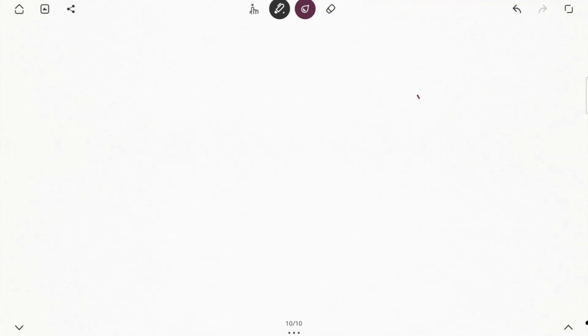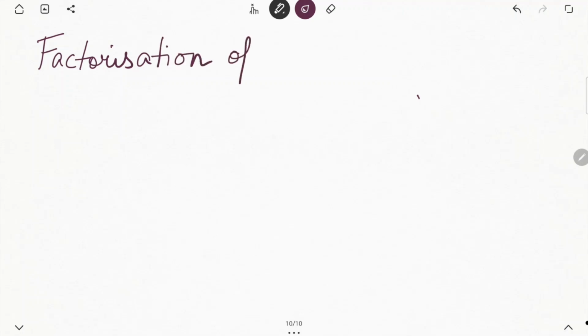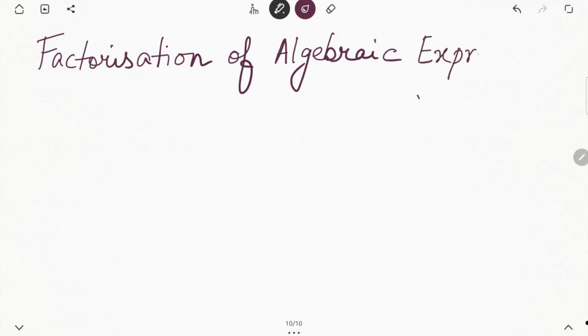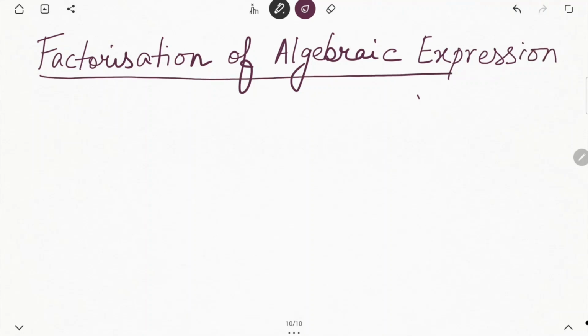In this video, we are going to discuss factorization of algebraic expression. Now, before going for factorization of algebraic expression, let us discuss what we mean by factorization. All of you know what factorization is. Factorization means to find out the factors, right?